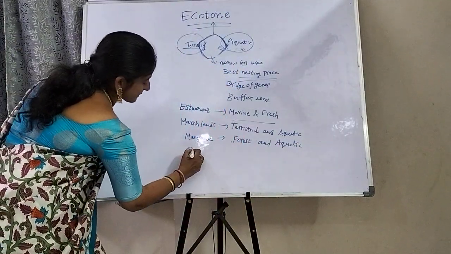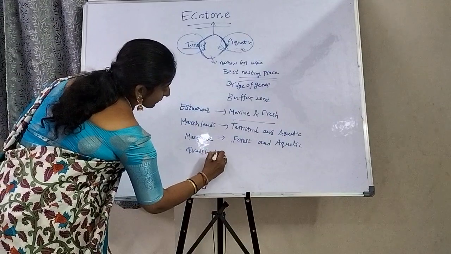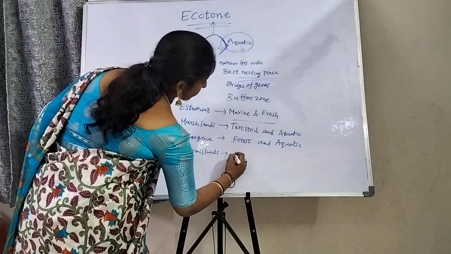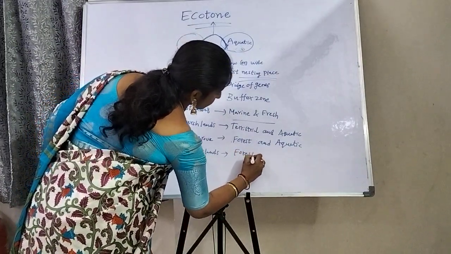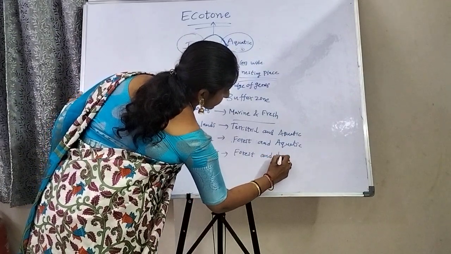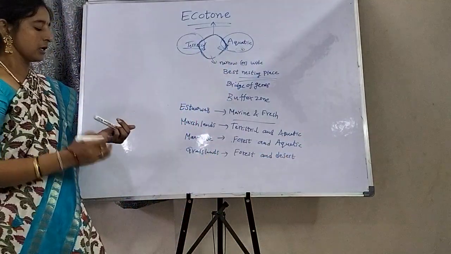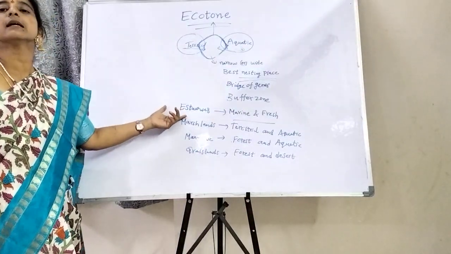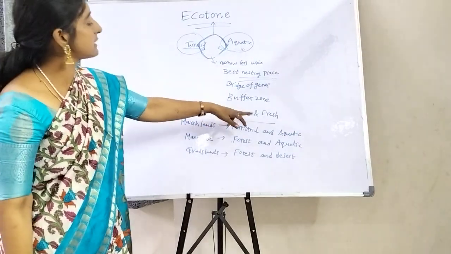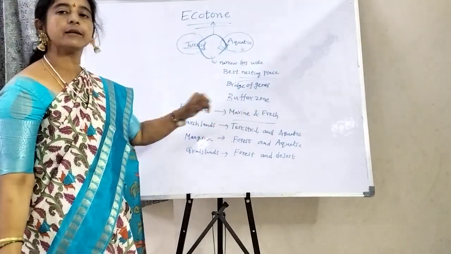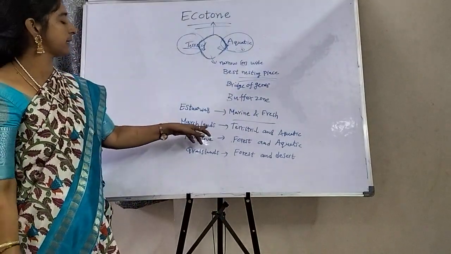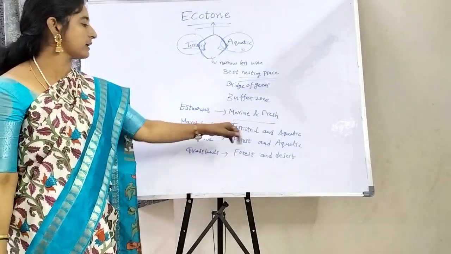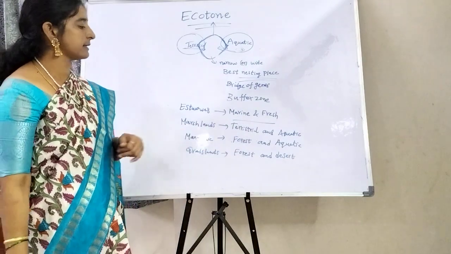Next is grasslands, between desert and forest. So these are the major examples of ecotones. Estuaries are the area between marine and freshwater ecosystems. Marshland is between wet and dry, or terrestrial and aquatic. Mangroves are between forest and aquatic. Next, grasslands are between forest and desert.